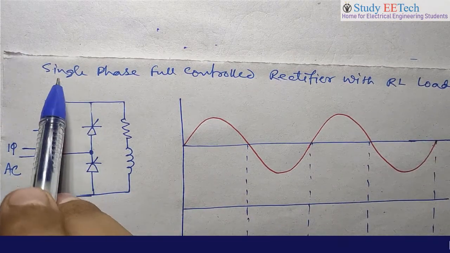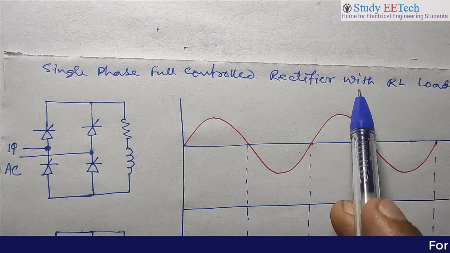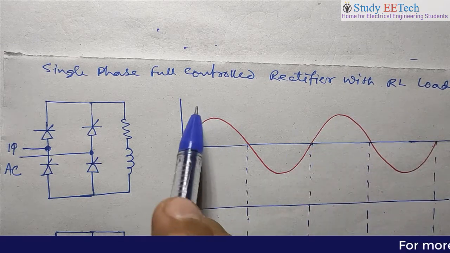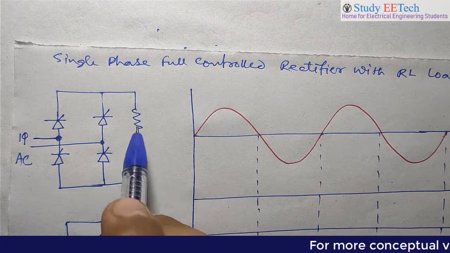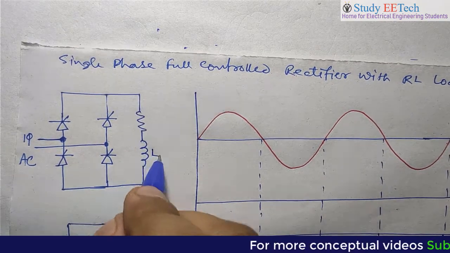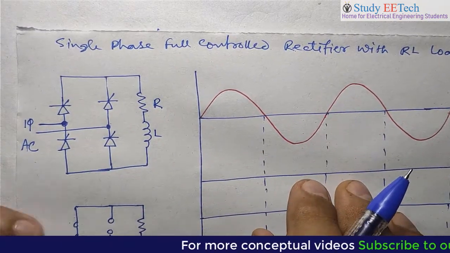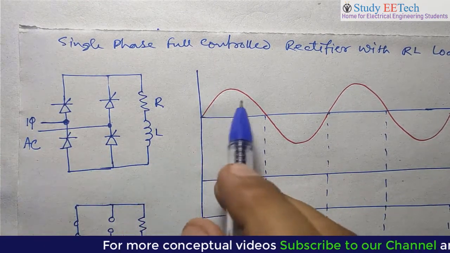Here we are taking single phase full control rectifier with resistive inductive load. With respect to the previous video, what we have done here, we have changed the load. We have introduced the L here, this is L and this is R. Now we will analyze the circuitry through waveform.